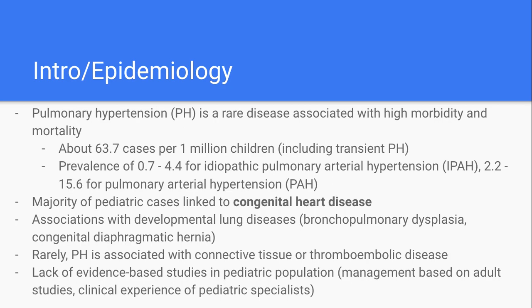What they have found in some separate studies is that there is a prevalence of 0.7 to 4.4 for idiopathic pulmonary arterial hypertension, which we'll talk about, and about 2.2 to 15.6 for pulmonary arterial hypertension. The majority of the cases in pediatric patients are linked to congenital heart disease, and there are also associations with developmental lung diseases, including bronchopulmonary dysplasia, congenital diaphragmatic hernia, and other things that we will talk about. Rarely, it is also associated with connective tissue or thromboembolic disease, for example, like lupus.